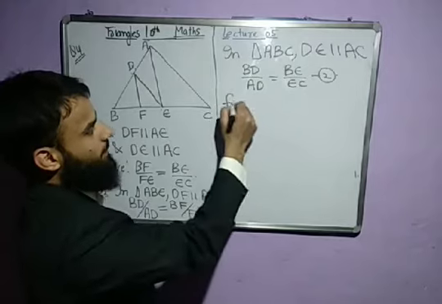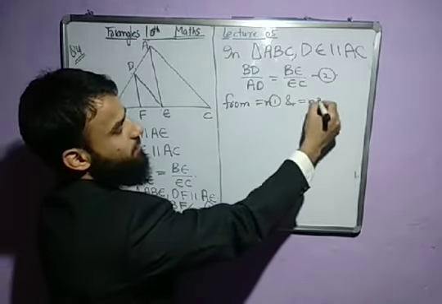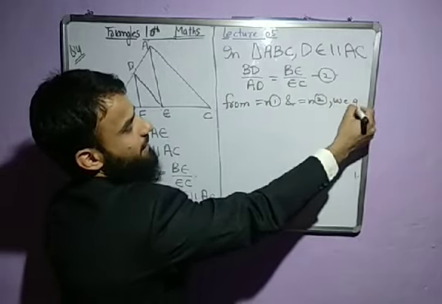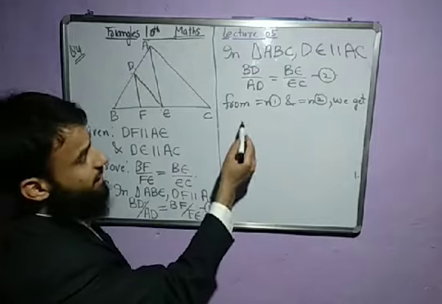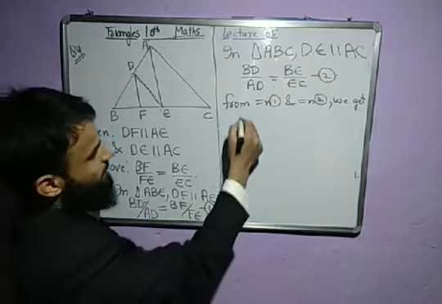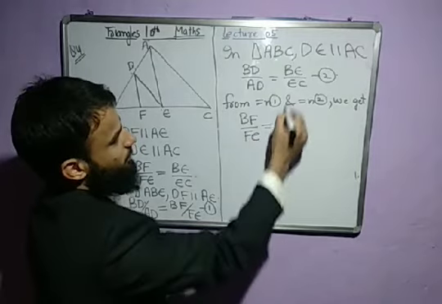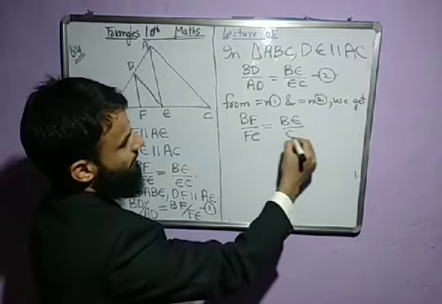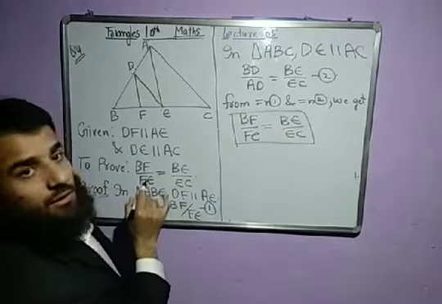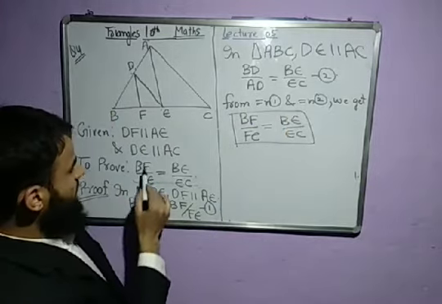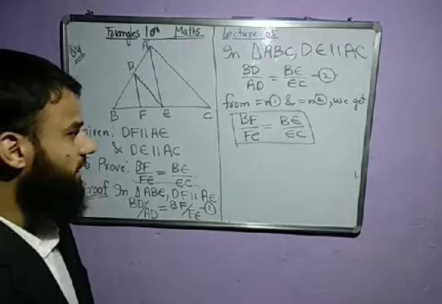Now from equation 1 and equation 2, I will get, see, BD by AD. So these are equal. It means BF by FE should be equal to BE by EC. So this completes your question. This was required to prove: BF by FE is equal to BE by EC. So pause the video and you can copy it.